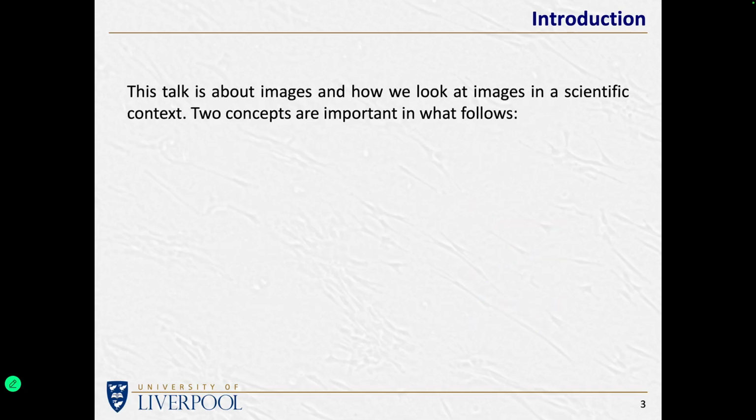So let's just make sure we've got the basic concepts right. When we're looking at images in a scientific context, two things are important. When I talk about image processing, I mean taking an image and doing something to it, processing it, changing it in some way in order to help us, meaning humans, interpret it. In other words, we can take an image and do something very simple with it, like adjust the brightness or adjust the contrast or adjust the colours in order to make the information content easier for us to interpret.